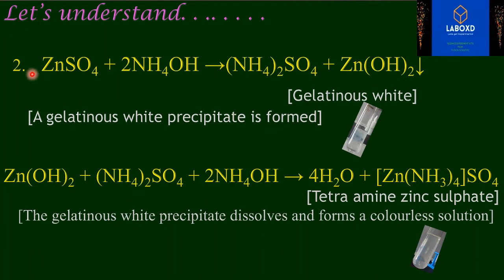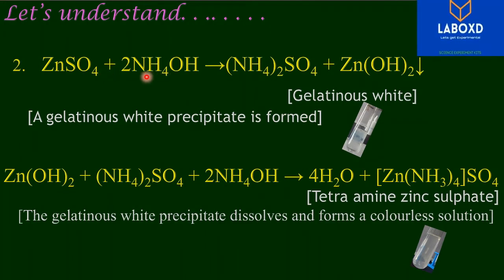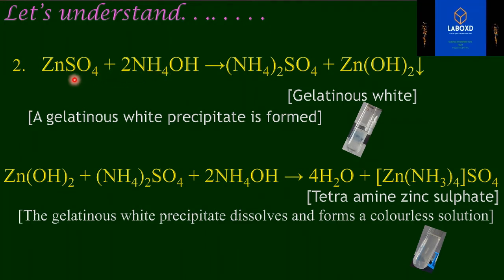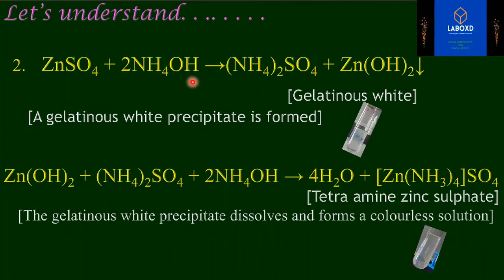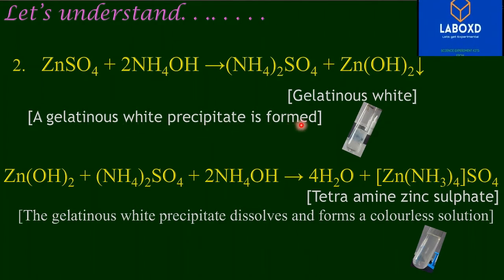In the second test, when a few drops of ammonium hydroxide is added, the following reaction takes place. ZnSO4, that is zinc sulphate, reacts with NH4OH, that is ammonium hydroxide, to form (NH4)2SO4, that is ammonium sulphate, and Zn(OH)2, that is zinc hydroxide. A gelatinous white precipitate is formed.